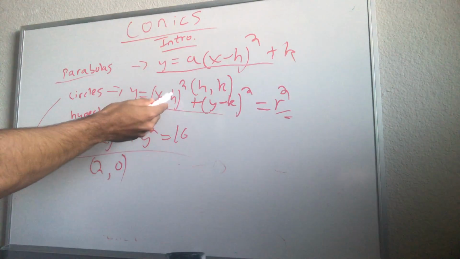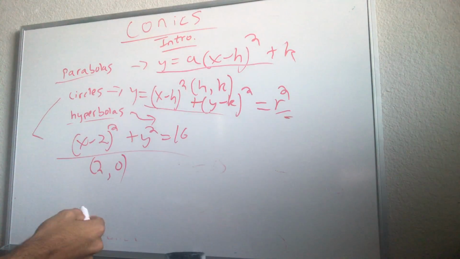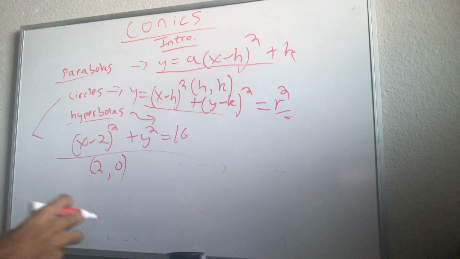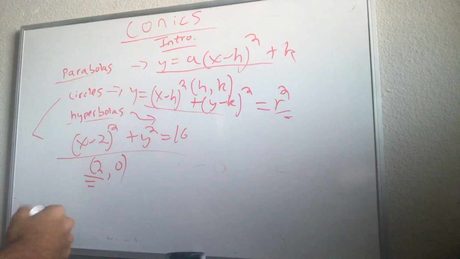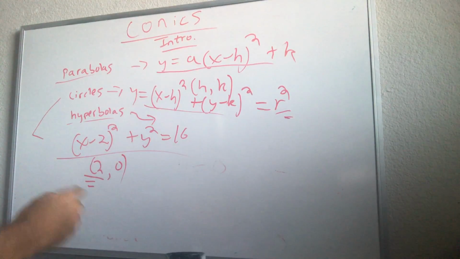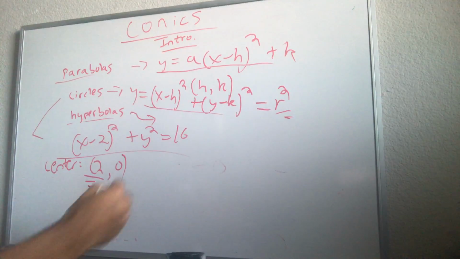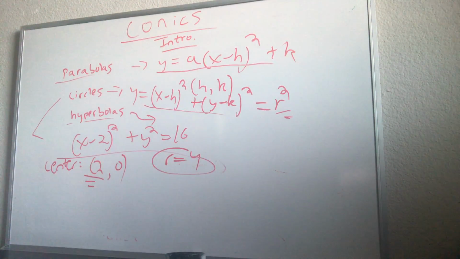Why? Because it's x minus 2, that's why it's x minus h here, and so your h, the x coordinate of your center, must be 2, and your y coordinate must be 0, so it's 2 comma 0, that's the center point. Now you have 16 as r squared, therefore your radius must be 4. So this circle has a center 2 comma 0 and a radius of 4.